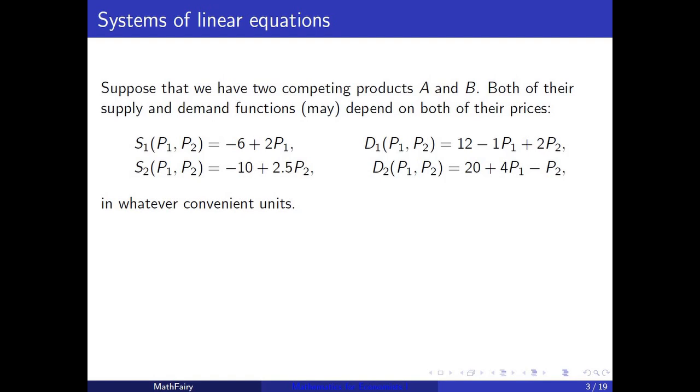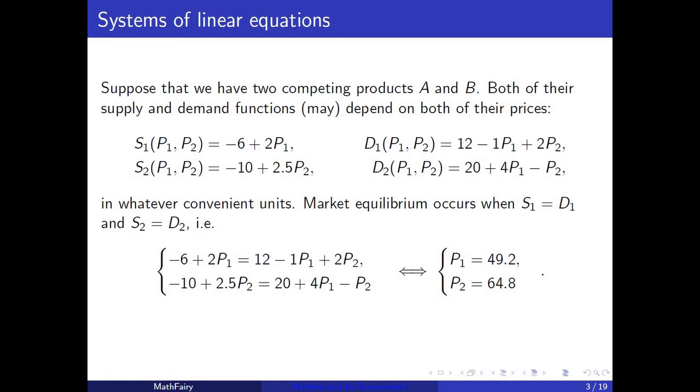Now suppose that we have two competing products, A and B, and both of their supply and demand functions depend on both of their prices, as seen here, in whatever convenient units. Market equilibrium would occur when supply equals demand for both of these products. In other words, we have two linear equations to solve simultaneously. In this case, the solution would be P1 equals 49.2 and P2 equals 64.8 units. Substituting these prices back into the equations would give us positive equilibrium quantities, so both products would actually participate in the equilibrium and neither one is outcompeted by the other.